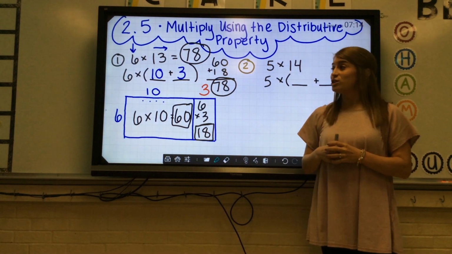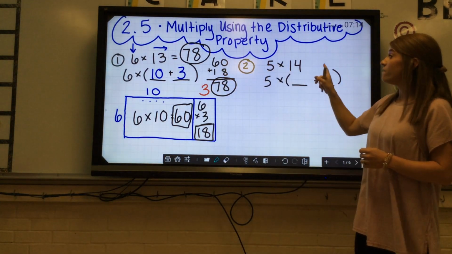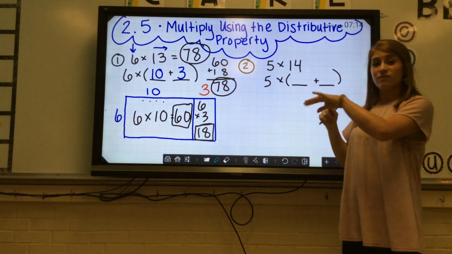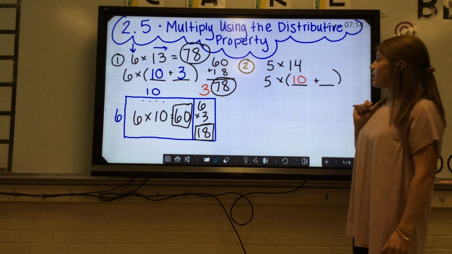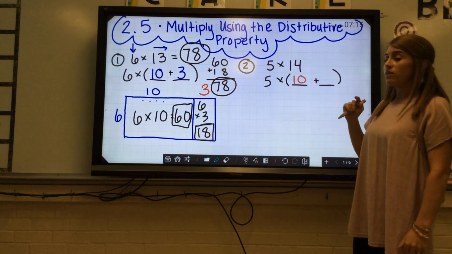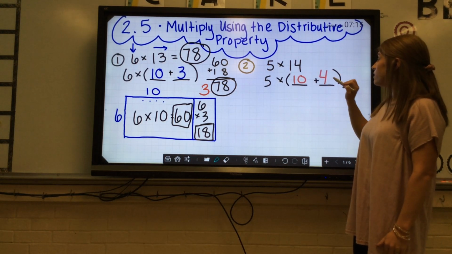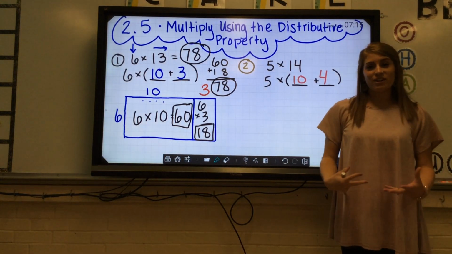Yeah, exactly. I can do 10 plus 4 because 10 and 4 gives me 14. So that 1 in the tens place has a value of 10, and that 4 in the ones place has a value of 4. Very good.